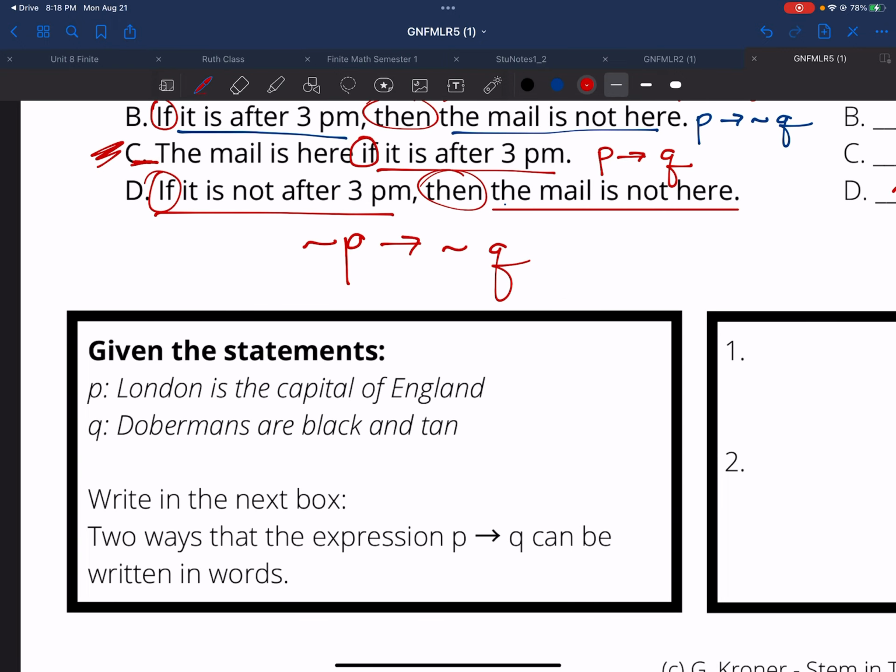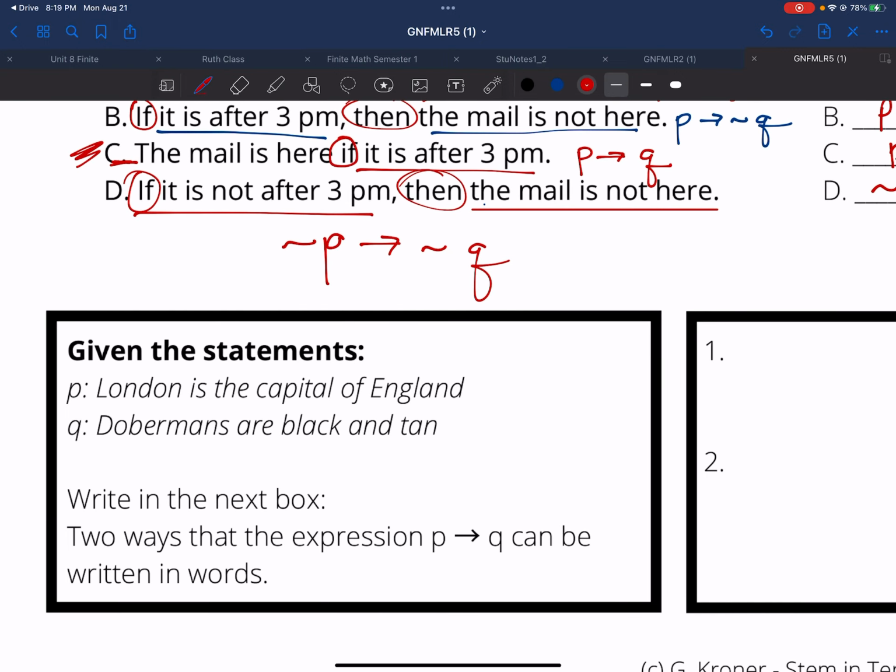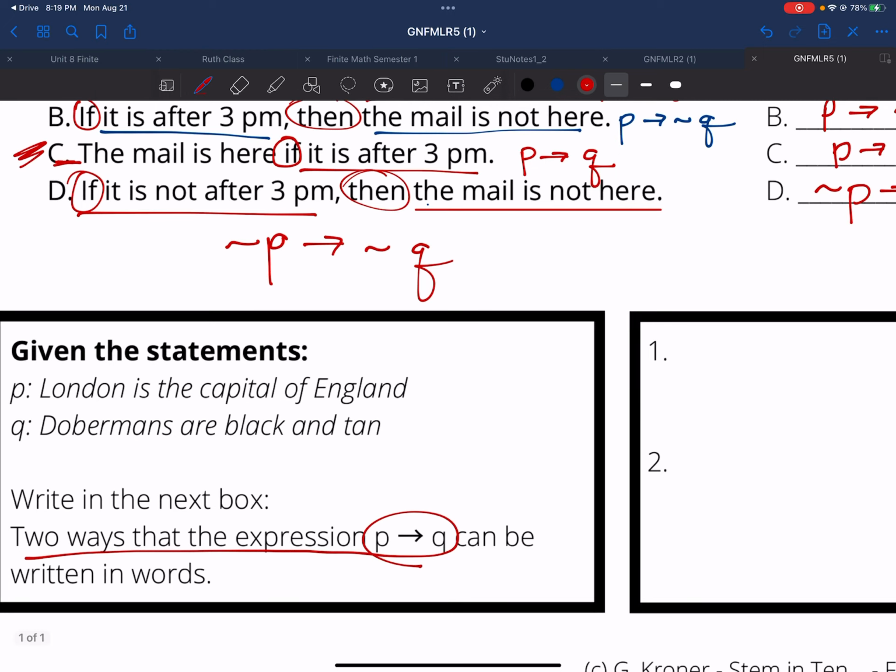Here we have given statements. London is the capital of England, and Dobermans are black and tan. I'm going to warn you, this is the weirdest if-then statement because the color of a dog has no correlation with the capital of a city. So we want to write the two ways in which the expression if P then Q can be written in words. Well, we know the first one, right?